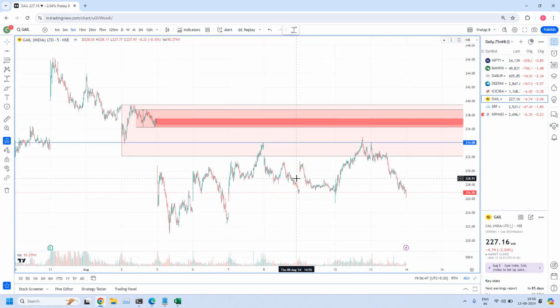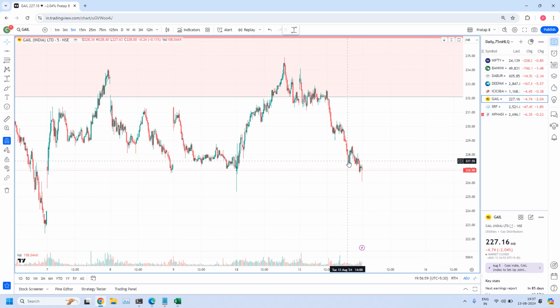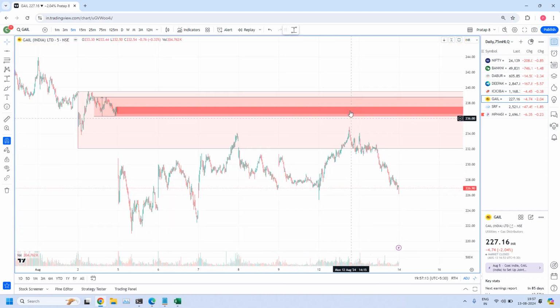But anyway, I'm just telling you how we can plan the trades. But taking such kind of big risk is not really good always. Already we got other good trades. At what time did it enter here? At 1:55 it entered. Exactly the same time we got the trade in DABUR also at 2 o'clock. And moreover, here risk is very, very high.